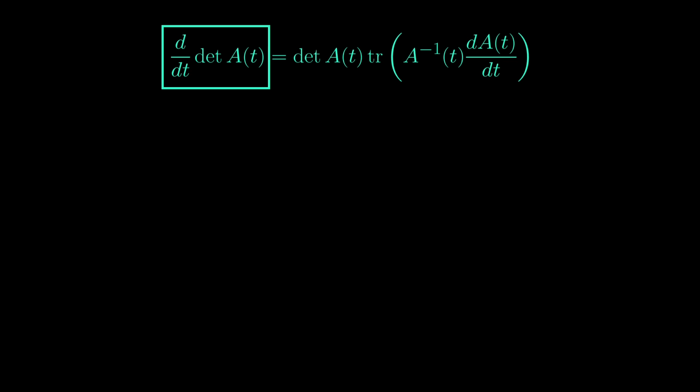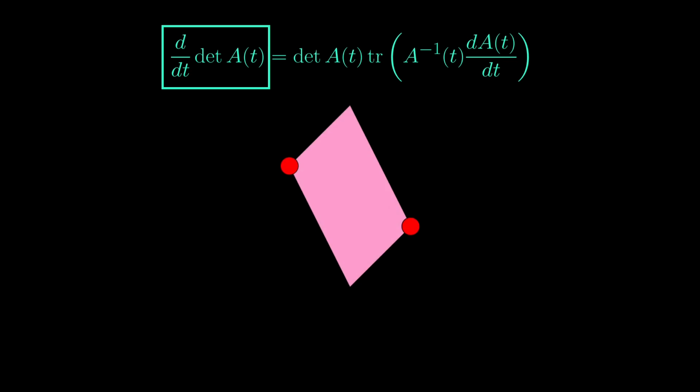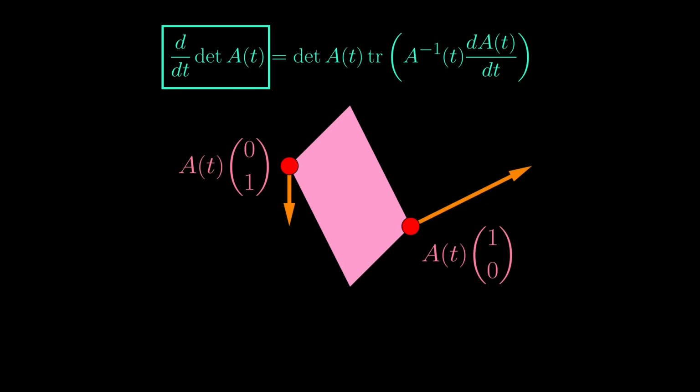The determinant can refer to the area of a parallelogram described by A of t acting on the two basis vectors. This area will change because A itself evolves with time. In fact, these points would also change as A changes. The rate at which these corners move is exactly A prime of t acting on the basis vectors.